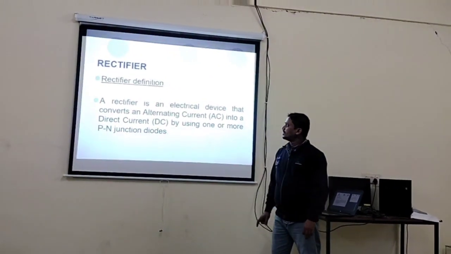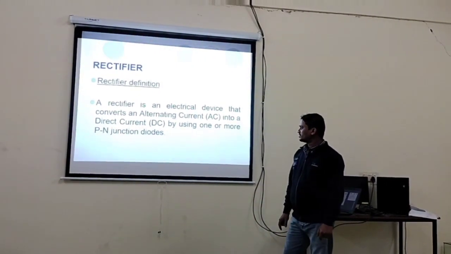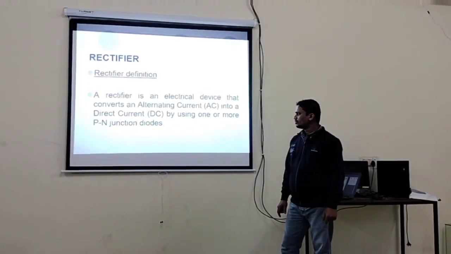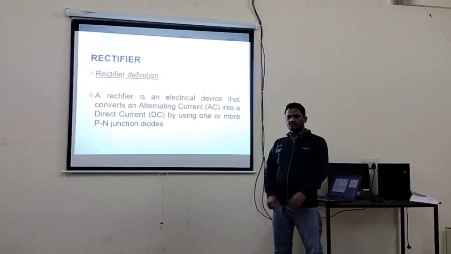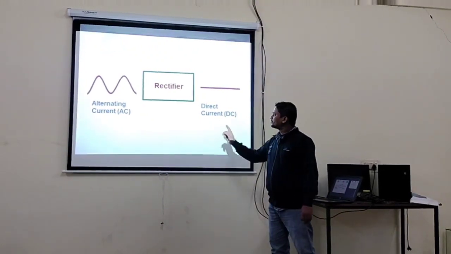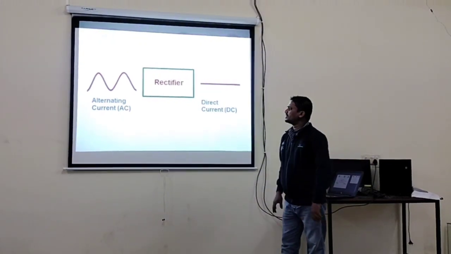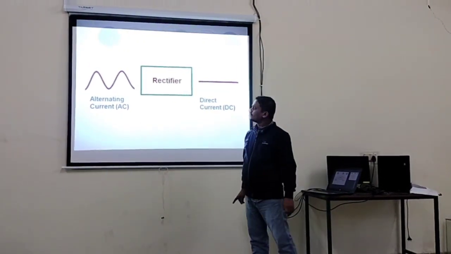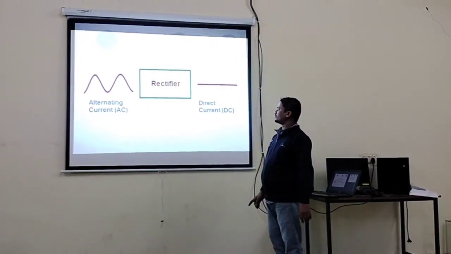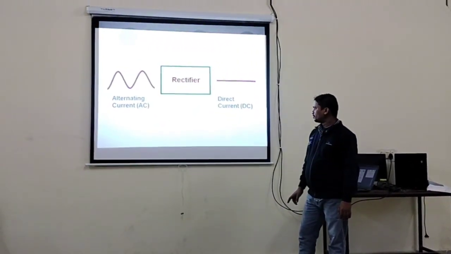Next is your rectifier. What is rectifier? The rectifier is an electrical device that converts an alternating current into a direct current by using one or more PN junction diodes. This is the block diagram of rectifier. First, the input signal given to the rectifier circuit is alternating current, that is AC current. The sinusoidal waveform is given to the rectifier circuit, and the output is direct current, that is fixed DC signal output.